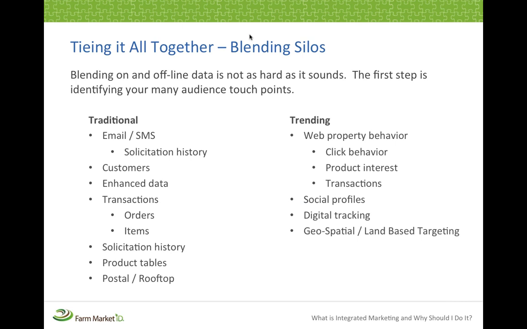So the next step is tying it all together, blending your silos. Blending on and offline data is not as hard as one might think. The first step is identifying your many audience touch points. So your traditional touch points like your email, SMS, there you're looking at solicitation history, your individual customers, the data enhancement that's in there, transactions, what orders have they put in, what items have they purchased, how many times have you solicited them, your product tables, your postal and rooftop addresses, and your more modern trending things such as web property behavior. So that's click behavior, product interest, transactions on a website, their social media profiles, digital tracking, including that digital advertising that Hyland was just speaking about, and the geospatial and land-based targeting.